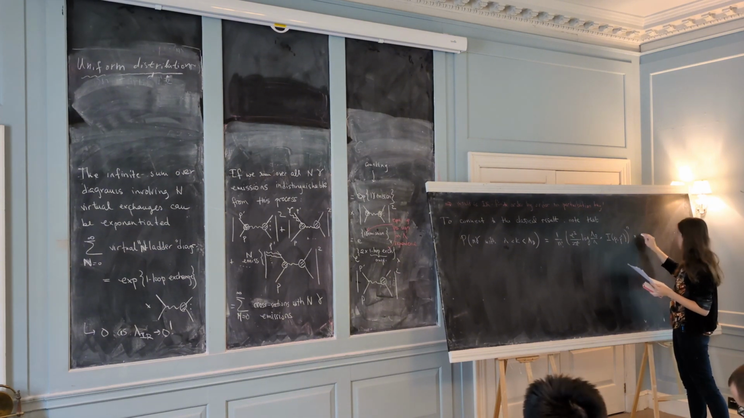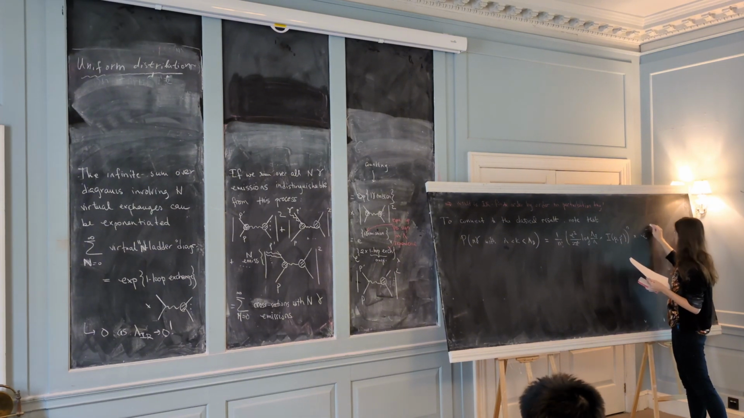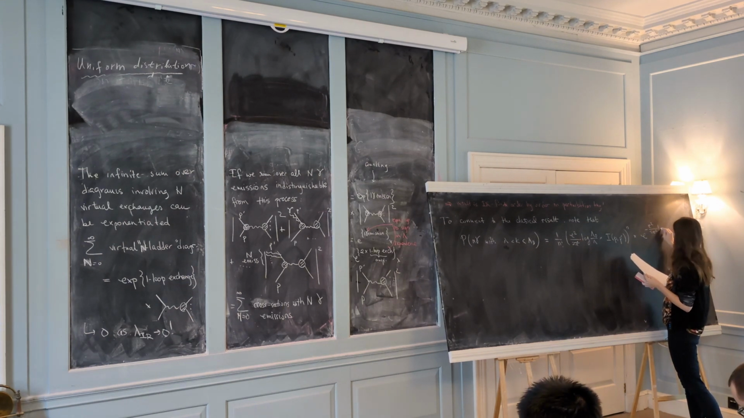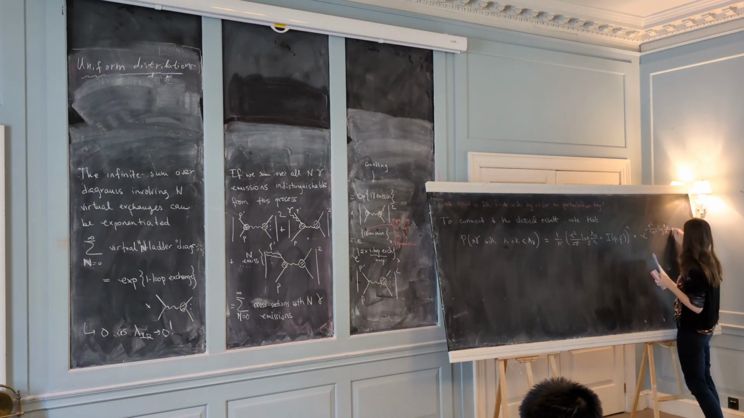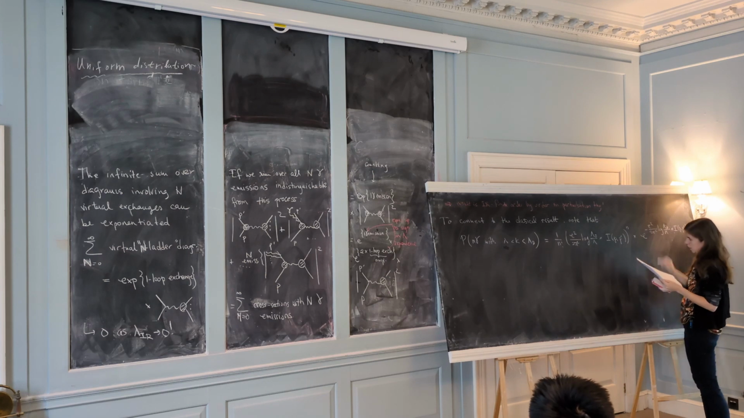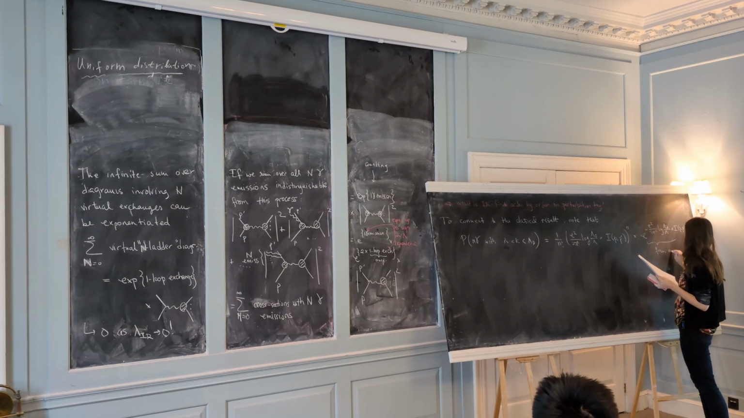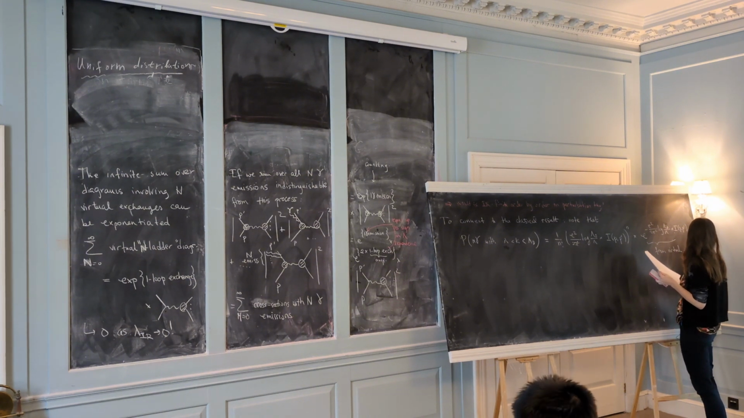And then this gets multiplied by e to the minus e squared divided by 2 pi squared log of lambda d divided by lambda. So this bit is from virtual exchanges.